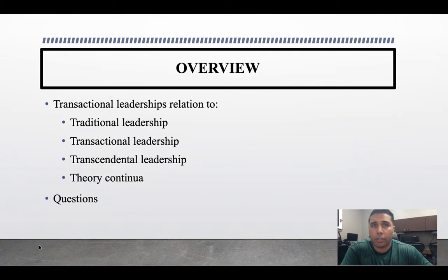Today's presentation will cover the topics of transactional leadership and other related information, more specifically how transactional leadership is related to traditional leadership and transcendental leadership. Additionally, a brief discussion related to how transcendental leadership is linked to other leadership styles along a common continuum. Then we will conclude the presentation with a couple of questions related to transactional leadership.